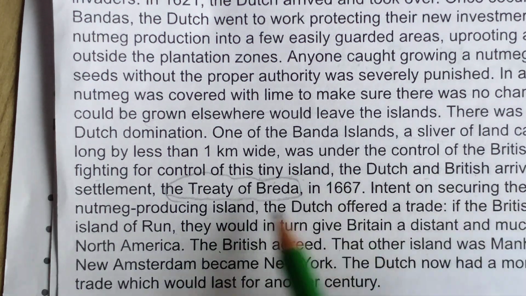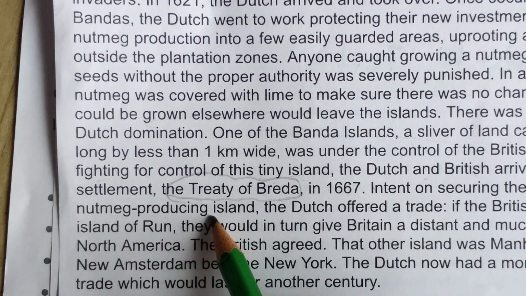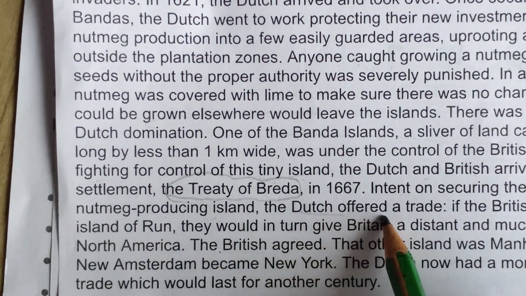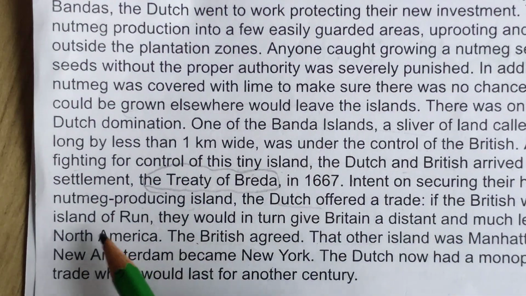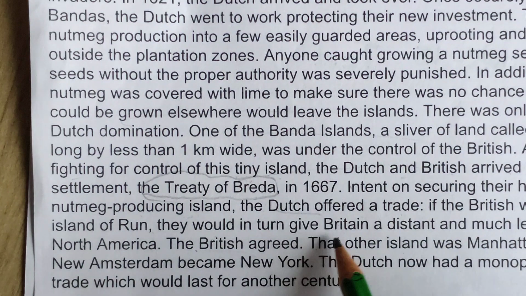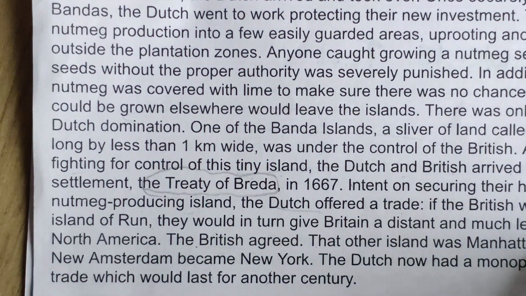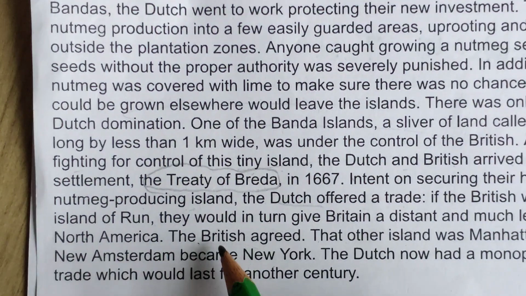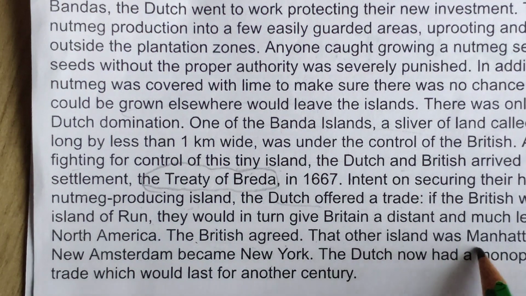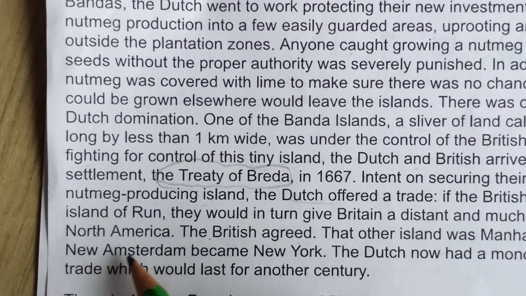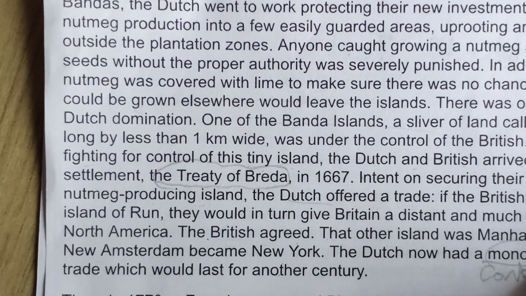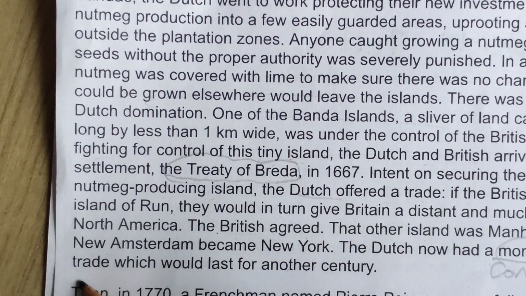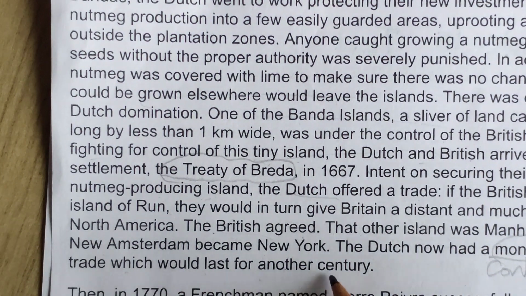Intent on securing their hold over every nutmeg producing island, the Dutch offered a trade. If the British would give them the island of Run, they would in turn give Britain a distant and much less valuable island in North America. The British agreed. That other island was Manhattan, which is how New Amsterdam became New York. The Dutch now had a monopoly, meaning control, over the nutmeg trade, which would last for another century.